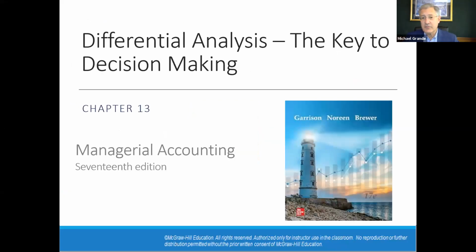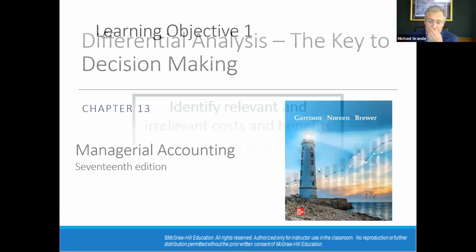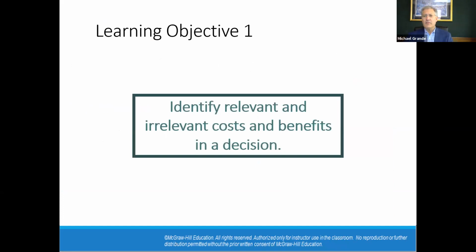So again, this is chapter 13 from the Garrison, Noreen, and Brewer textbook, 17th edition, differential analysis. So what's really important for you to be able to distinguish between is you need to identify relevant and irrelevant costs and benefits in a decision. Because quite honestly, there's a great deal of information that you come across. The question is, what is relevant with regard to making this business decision?